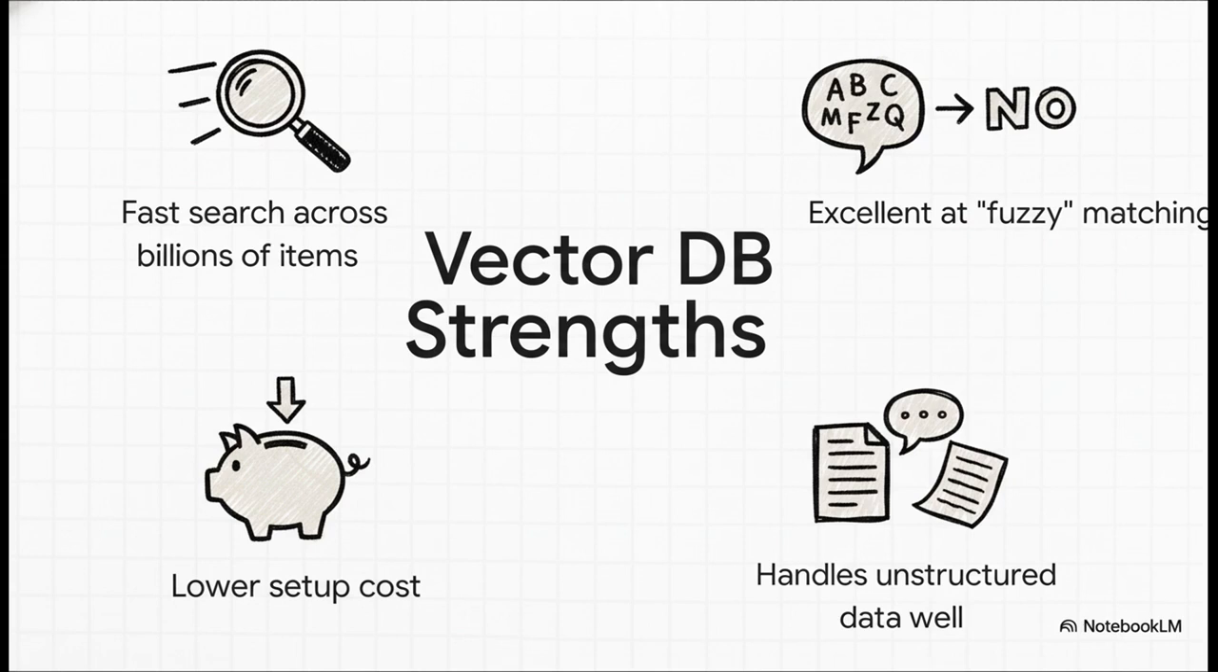And the upsides here are really obvious. These things are incredibly fast. We're talking searching through billions of items in milliseconds. They're also relatively easy to set up, and they're fantastic at what's called fuzzy matching. That means they can find what you're looking for even if you don't use the exact right words or you spell something wrong. It's why they are the absolute go-to for handling messy, unstructured data like conversations and documents.